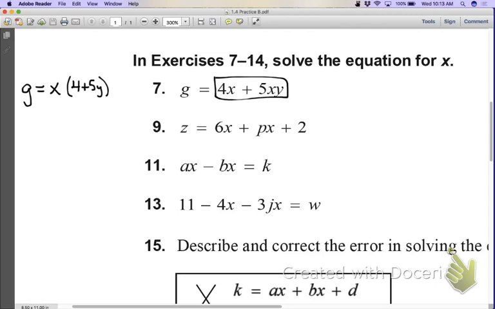So let's finish here. What am I going to do to get x by itself? Divide by what? Not x. The 4 plus 5y, right? That goes away. So what is x equal to? G over 4 plus 5y.